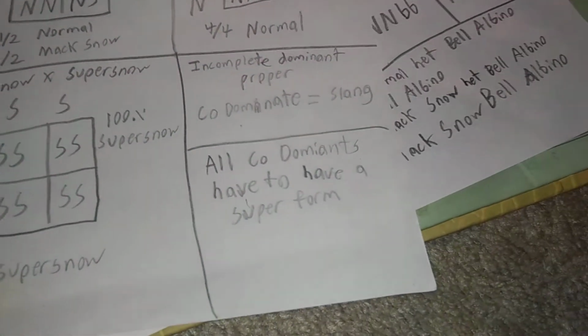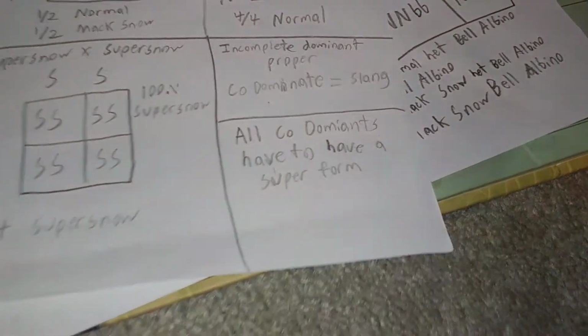But also, as I was saying, all co-dominants have to have a super form. So for the Mack Snow, as well as the other snow leopard geckos, that is going to be a super snow leopard gecko. For giants, it's the super giant. If you know ball pythons, you have pastels, you have the super pastel. Enchi, you have the super enchi, that type of stuff. So, next we're going to get into a bit about how this animal here is produced.